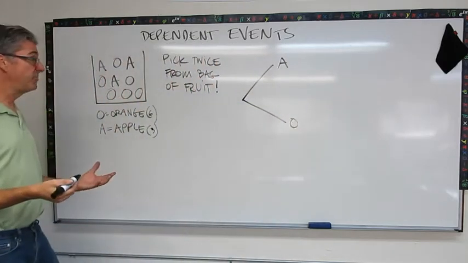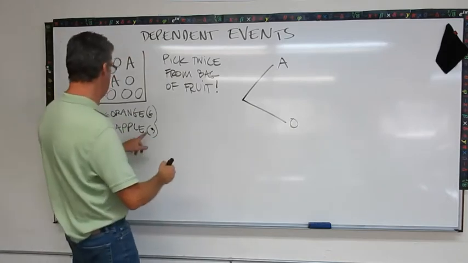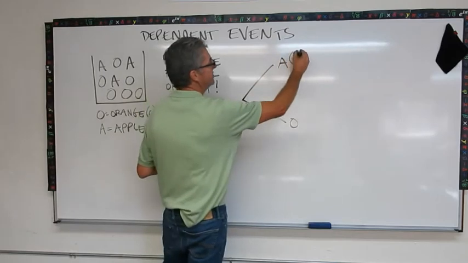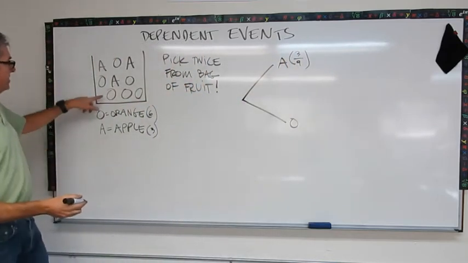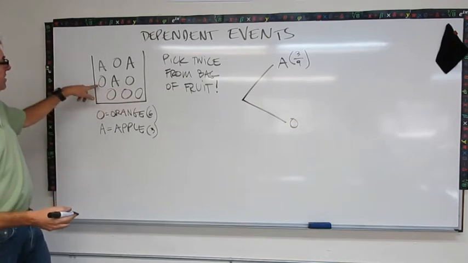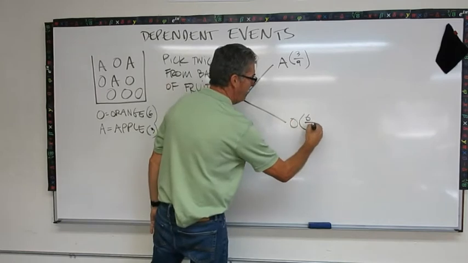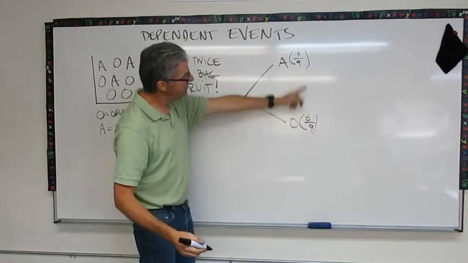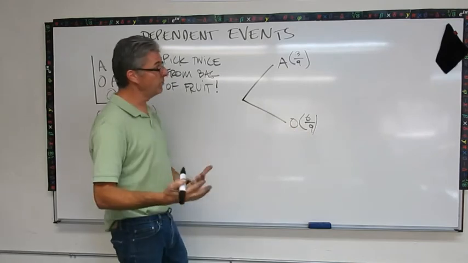Now, we add probabilities to our trees. So apples, we have 3 out of 9. This is 3 over 9 for apples. And for oranges, we have 1, 2, 3, 4, 5, 6 out of 9. And we're just checking across here, 3 over 9, plus 6 over 9 is 9 over 9, which is 1. So that's what we want to see.